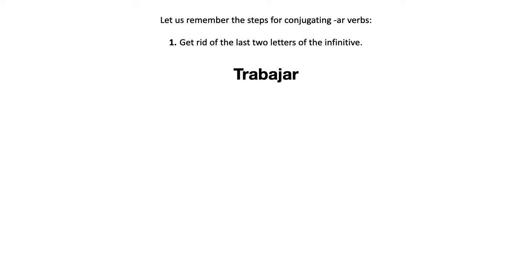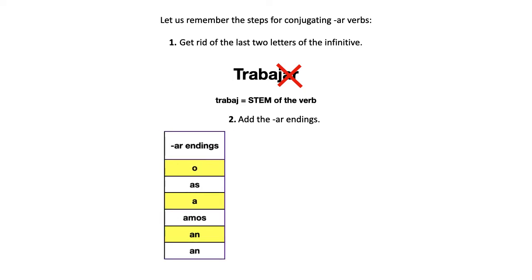So if we apply the first step, we get rid of the A, we get rid of the R, and then we are left with trabaj, which is known as the stem of the verb. So that's the first step. The second step is adding the ar endings to the stem. Of course, in order to complete this step, we need to know the ar endings, which are right here. O, as, a, amos, an, right?